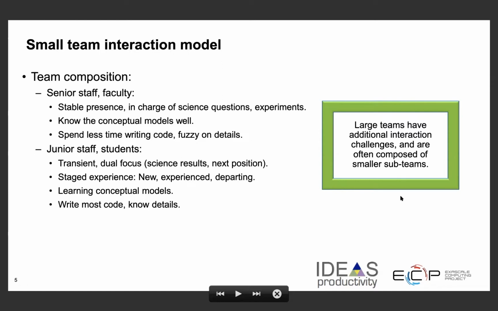Now, the senior staff are the ones who provide the vision, and they are the ones who can see the forest for the trees. They see the broad picture, but rarely have the time to sit and write code. It's mostly the junior staff that actually does the code writing and knows all the lower-level technicalities and details.